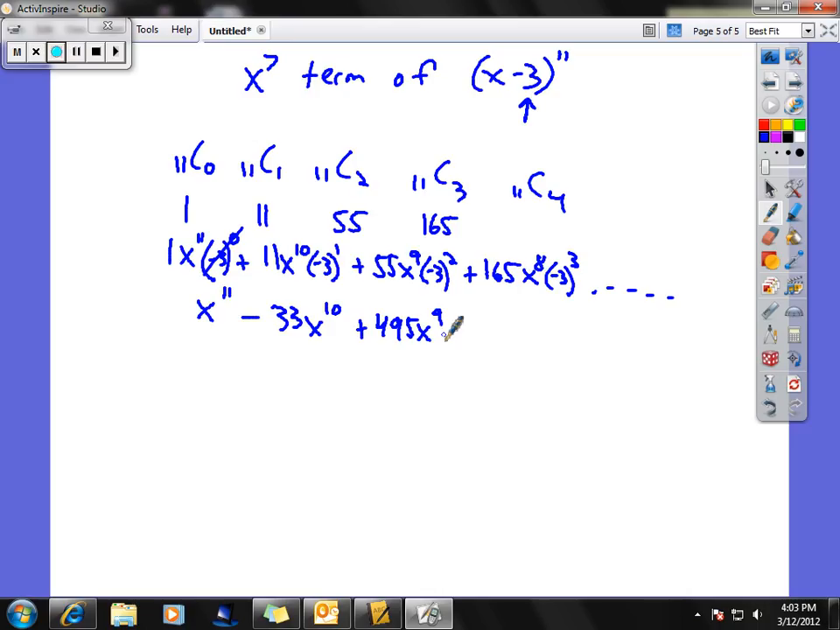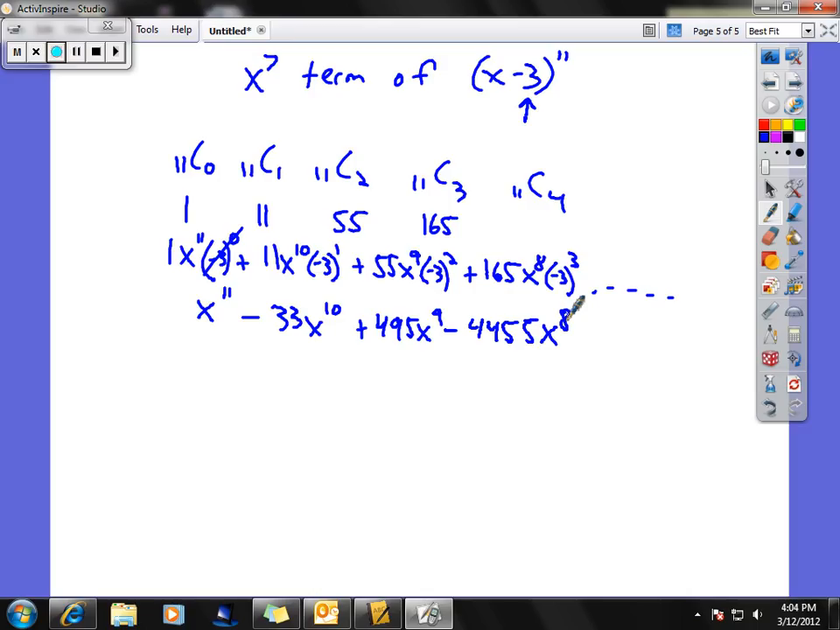And then this one over here would be, actually it's going to be minus, right? Because negative 3 cubed is negative 27. Negative 27 times 165 is negative 4455. So that's minus 4455 x to the 8th.